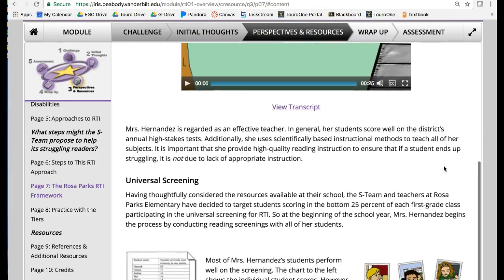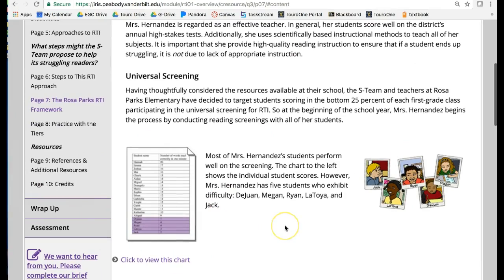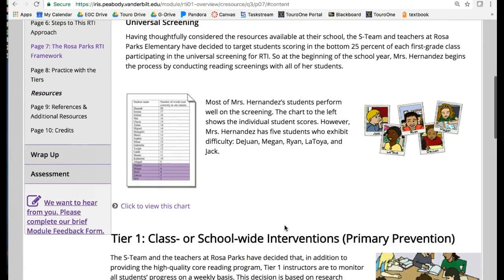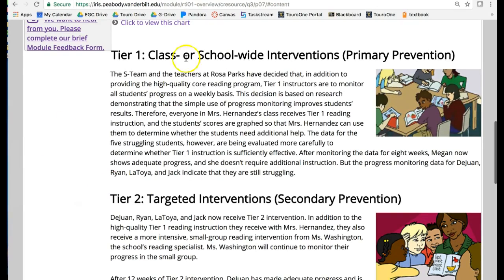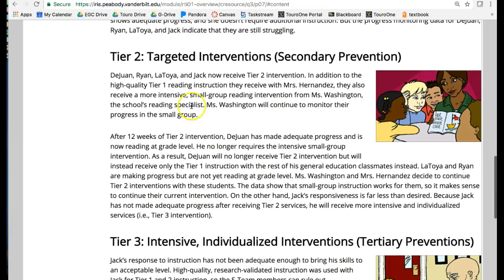All right, so they give us the universal screening, and most of the students actually performed really well on that. And so then she started the Tier 1 interventions, and remember this is a whole class intervention, by using the high quality curriculum that they selected. And she continued to monitor the data for 8 weeks to show progress or if there were students who were struggling. Then for those struggling students, she went through with the Tier 2 or targeted interventions. And she brought them into a small group and she continued to keep data on their progress.